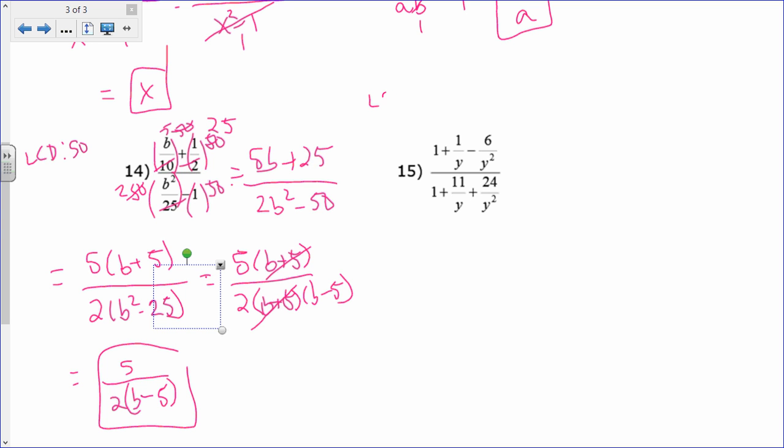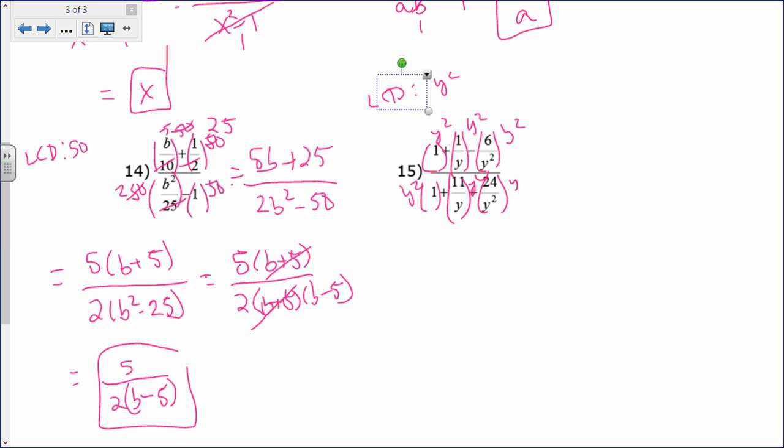Last one of these, at least. My LCD is y squared. So everything's got to be multiplied by y squared. Nothing cancels out with the first one, so I have y squared. Here, y squareds cancel out with a y, and it becomes a y, so plus y. Here the y squareds go, so it's minus 6.